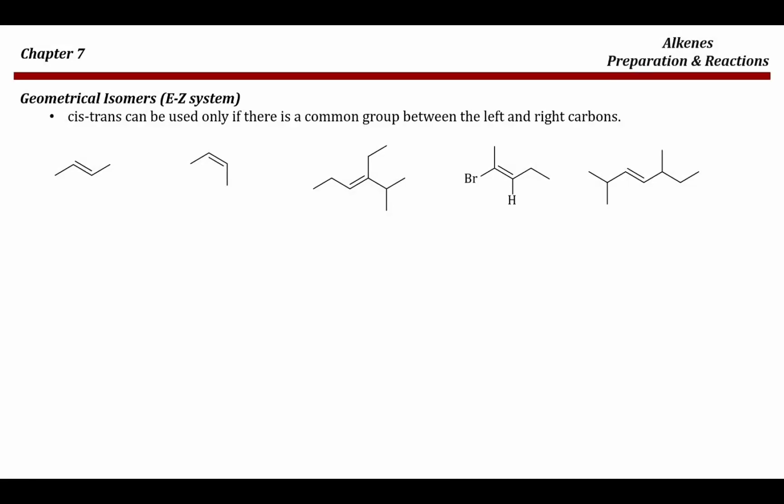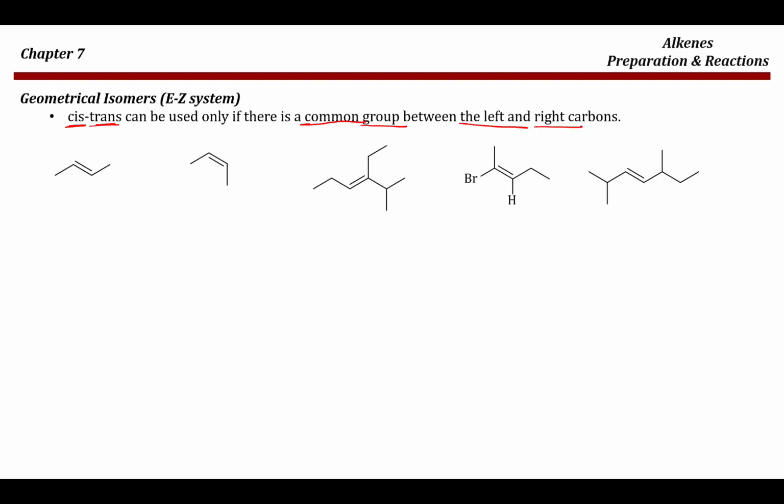In this video, I will talk about the E-Z system, which is different than the cis-trans system. As I mentioned in the previous video, those two terms, cis-trans, can be used only if there is a common group between the left and right carbons. So if you can find a common group between the left and right carbons, you can use cis and trans. If not, then you cannot use cis-trans.